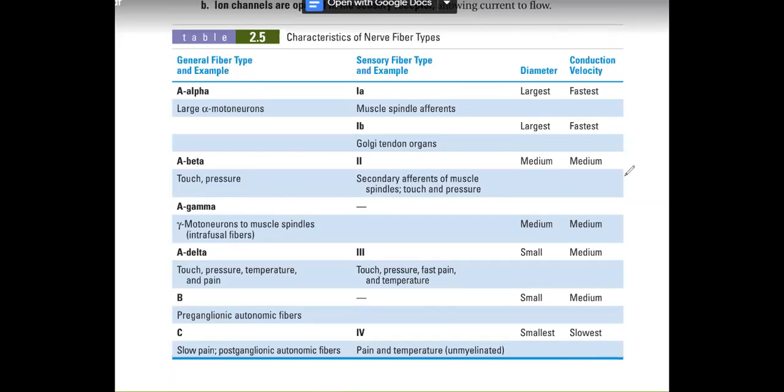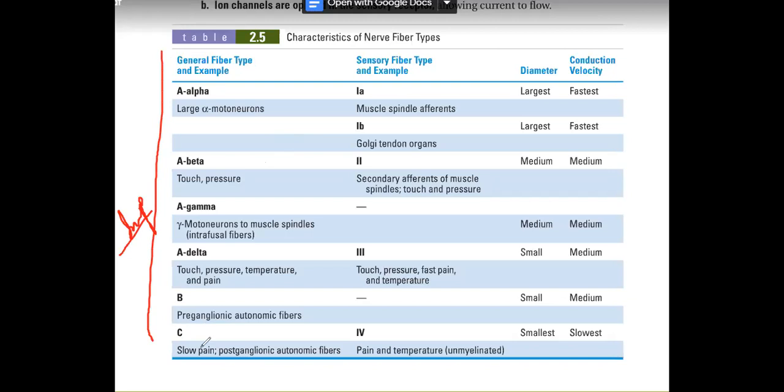So this is a chart in your BRS book. This chart shows the characteristics of nerve fibers, and these are the types of nerve fibers. When we classify these nerve fibers, we classify them on the basis of many things. One of the classifications, done on the basis of diameter and conduction velocity, is this classification. It is a very important classification of nerve fibers.